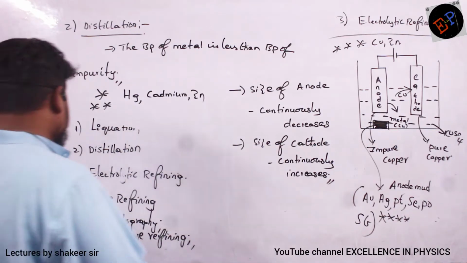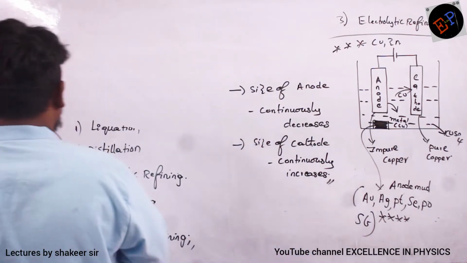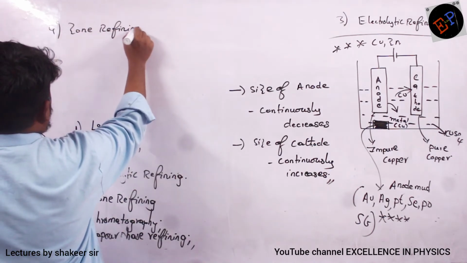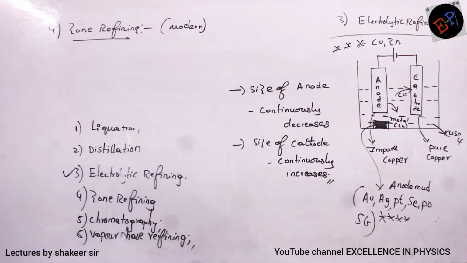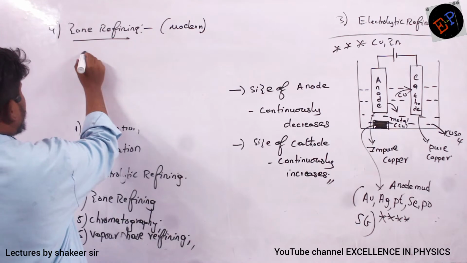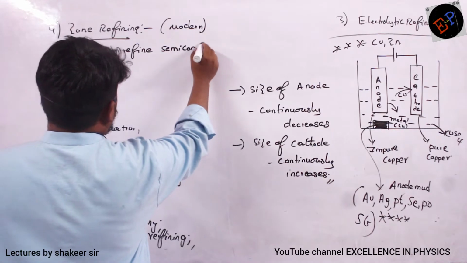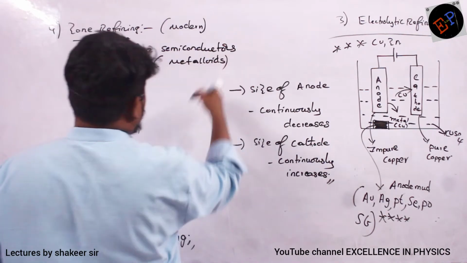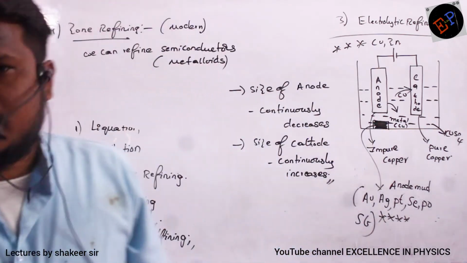Okay? And we study the fourth process, which is called zone refining. The fourth process is called zone refining. And this is a very modern method of refining a particular metal. So what are the metals we can refine by using zone refining? We can refine semiconductors, or you can call them metalloids. These metalloids or semiconductors can be refined by this process, which is called zone refining.